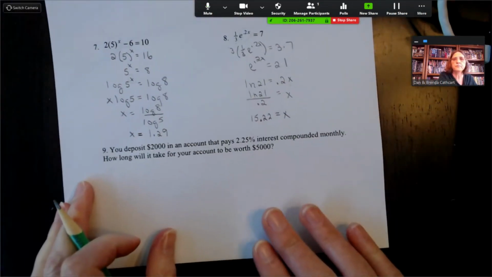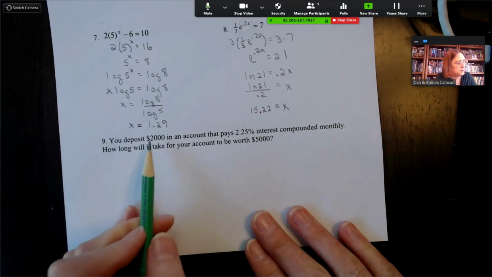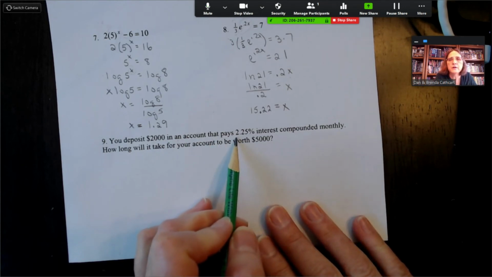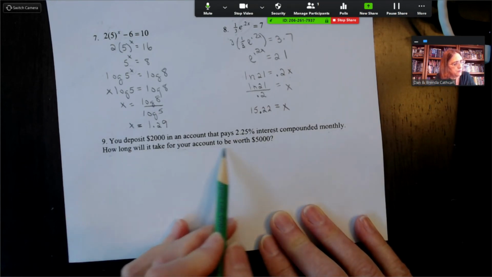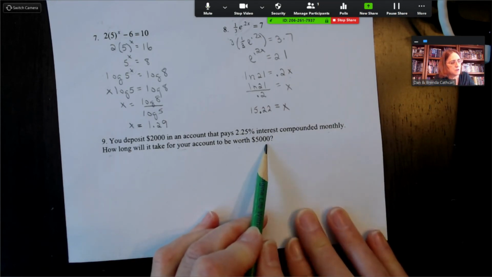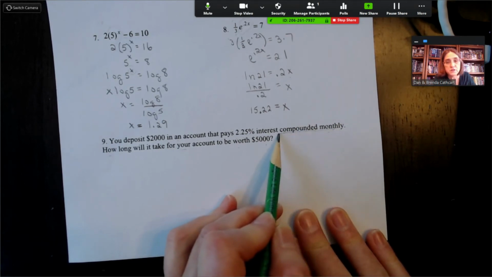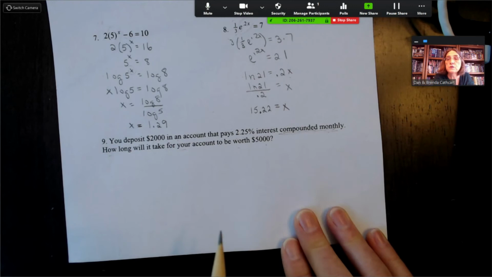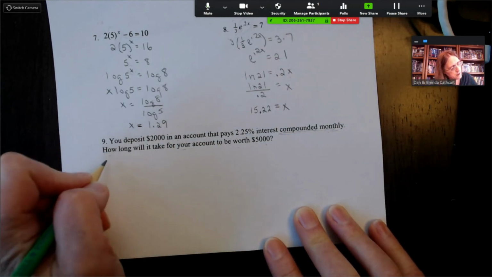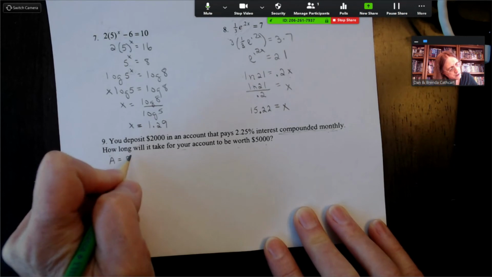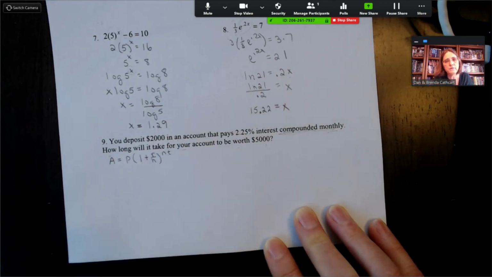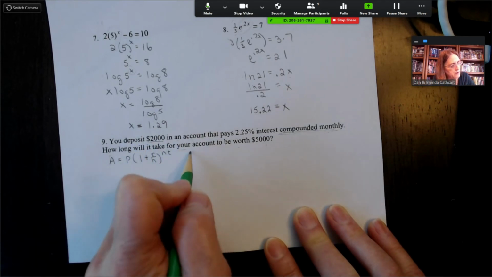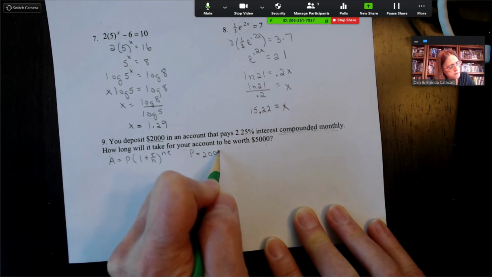Okay, an example of a story problem. It says you deposit $2,000 in an account that pays 2.25% interest compounded monthly. How long will it take for your account to be worth $5,000? So we see that we have a compound interest situation because we're compounding monthly. So we need the compound interest rate formula. That formula is A equals P times the quantity 1 plus r over n raised to the power of n times t. So as we look through this, we see our starting value, our principal, our P, is $2,000.